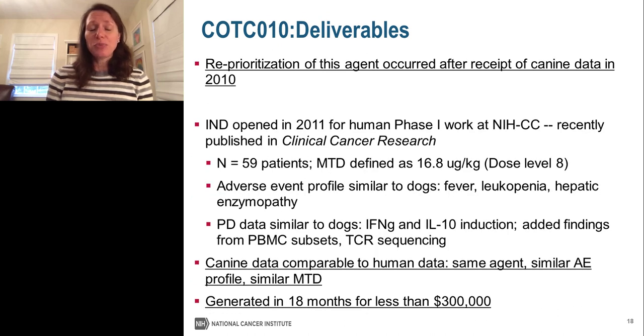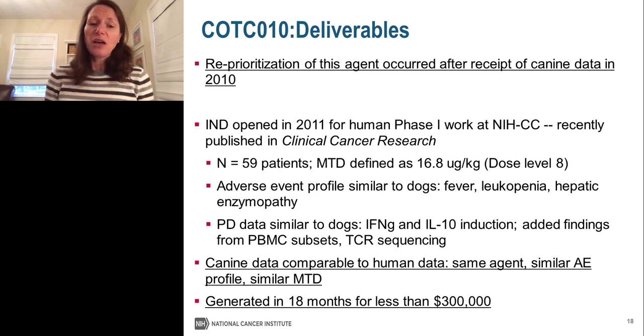They're more representative of a geriatric population. So also, I think pretty important to really making the case here is that the company that brought forward this agent for study in dogs had received the dog data and then chose to reprioritize the development of this agent. And so they opened an IND for this agent in 2011. The dog data was collected over about a 3-year period, 2007, 2008, 2009. And then the IND for human use was opened at the clinical center here at NIH in 2011. And that data from the phase 1 was recently published in Clinical Cancer Research.